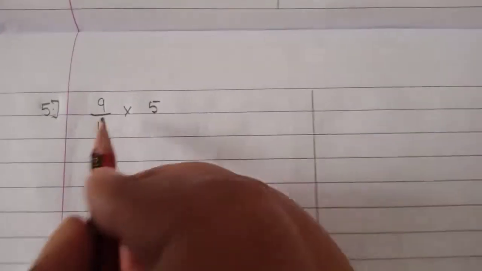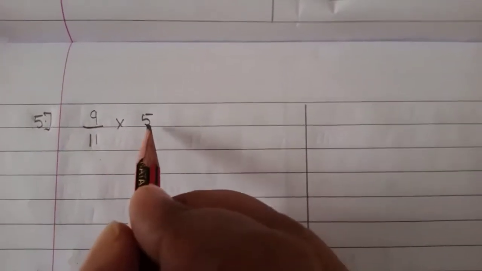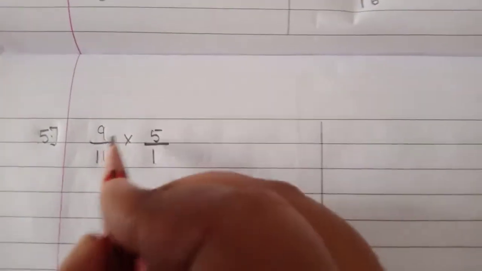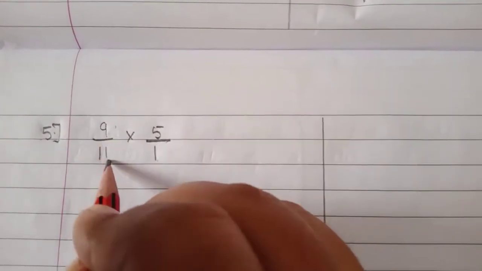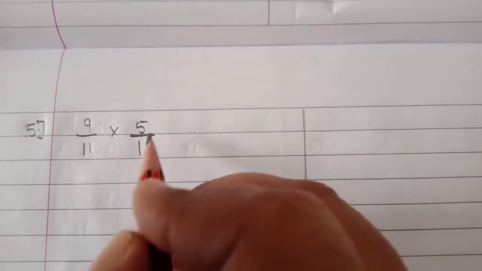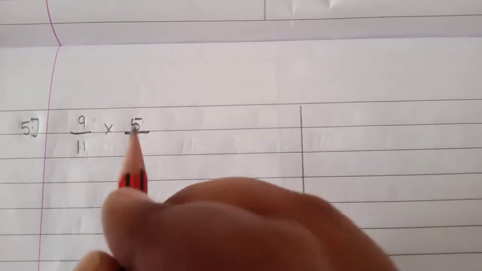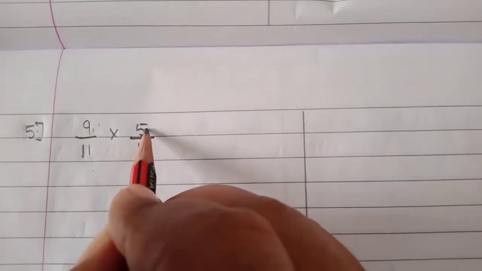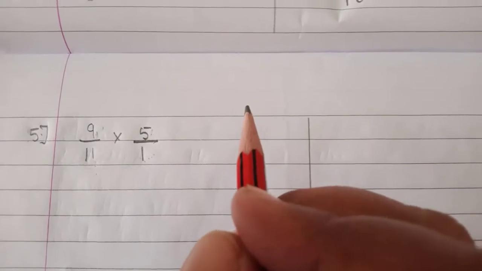Now the next one is 9 upon 11 multiplied by 5. Here the denominator is not given, so we will write 1. Whenever the denominator is not given, we have to write 1. See the fraction 9 upon 11, both will not come in the same table. In the same way 5 and 1 also do not come in the same table. In the opposite also, 9 and 1, and 11 and 5, it will not be divided.